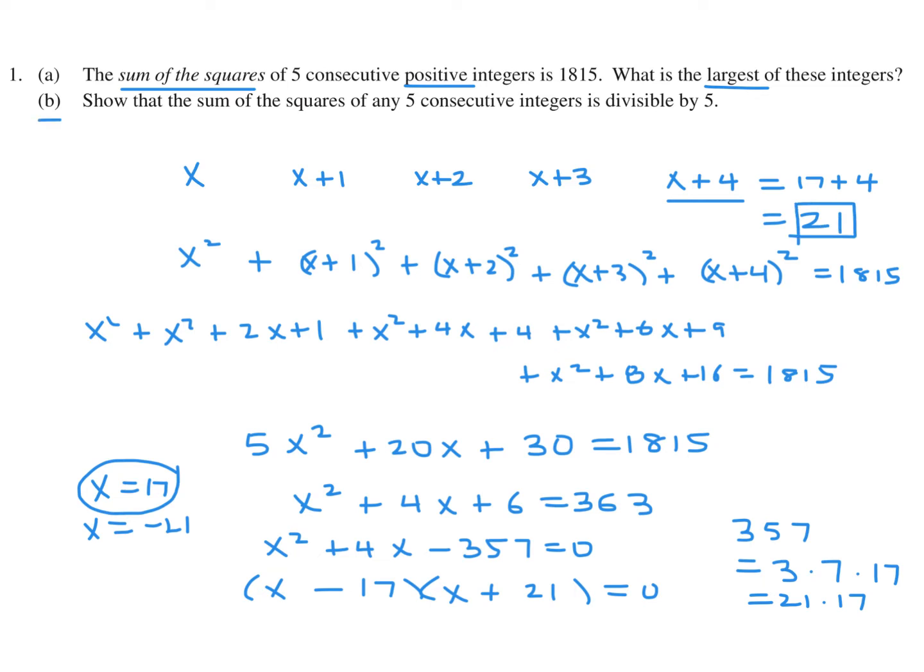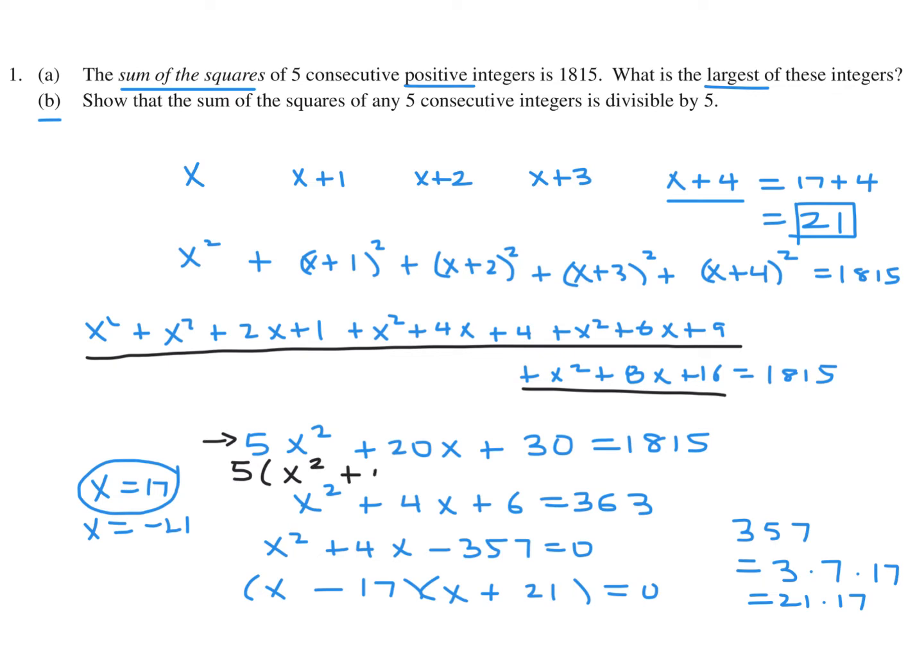Part B, show that the sum of the squares of any 5 consecutive integers is divisible by 5. Well, I guess we just have to look at what we just did. This is the sum of the squares of 5 consecutive integers. And when we simplified it, it got down to there, right? But this is really just 5 times x squared plus 4x plus 6, right? You can factor out the 5.